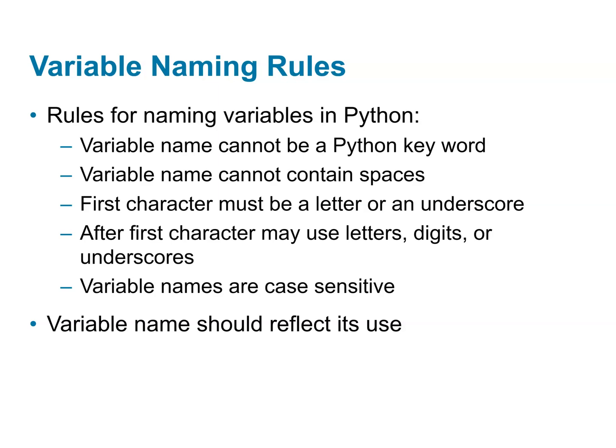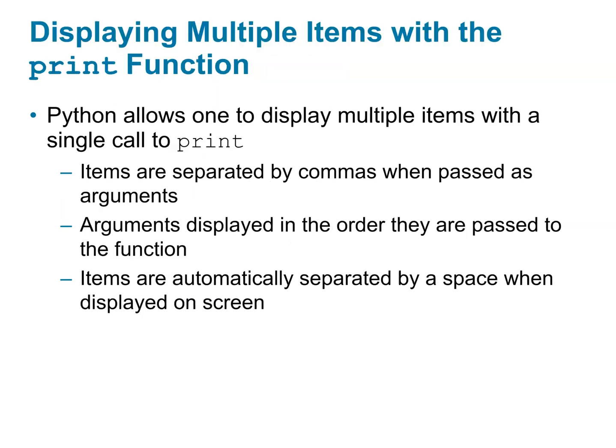So in Python, we have to name our variables a certain way. First of all, they can't be Python keywords, and you'll learn more keywords as we go. They can't be things like if or elif or print. They can't contain spaces. The first character must be a letter or an underscore. After that, you can use letters and digits or underscores, but no other special characters. Variable names are case sensitive, but they should reflect their use. You should say something like variable name person rather than x. Our goal is to create human readable code, very elegant code.